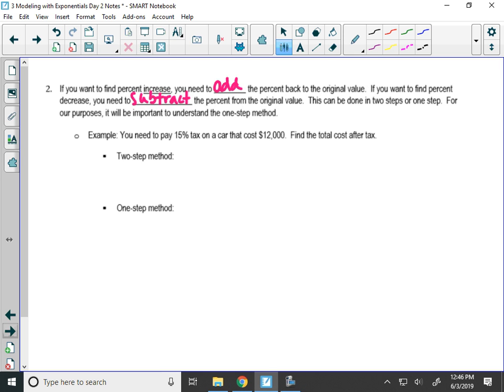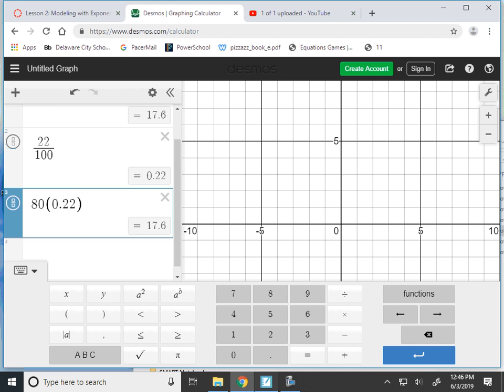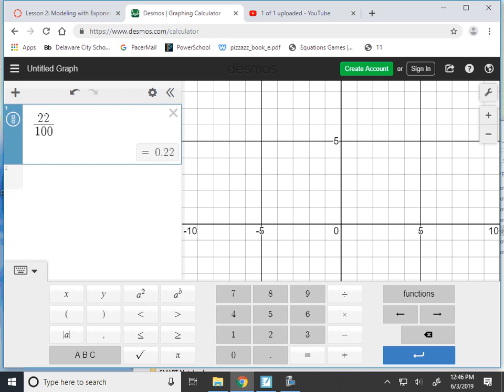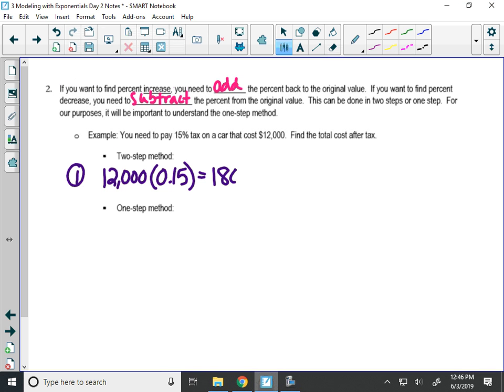So here's the two-step method, right? Step one would be to find the 15% of tax. So you're going to take your $12,000 and multiply it by 15% as a decimal, right? So this is going to give me the percent of tax. Okay, so I'm going to take 12,000 times 0.15, 15%. And that tells me that the tax I'm paying is $1,800.